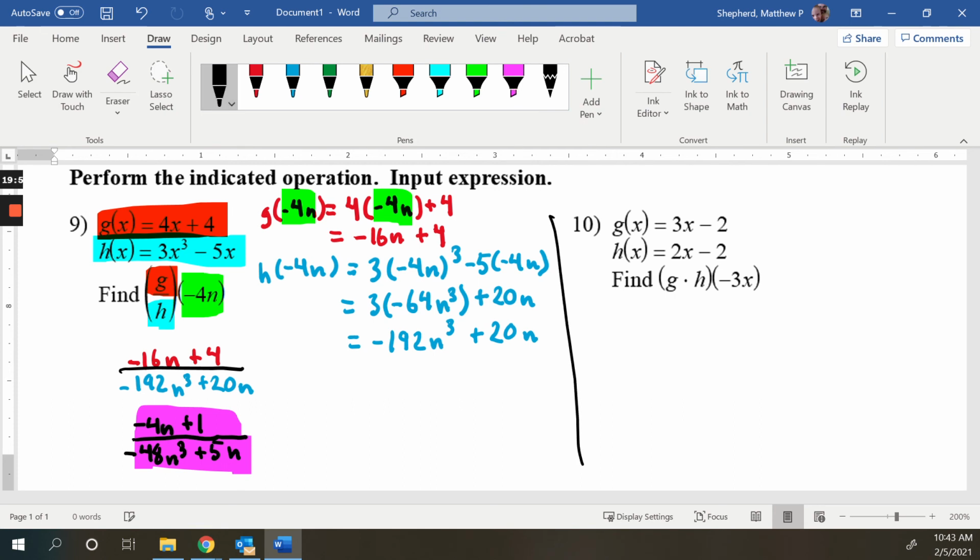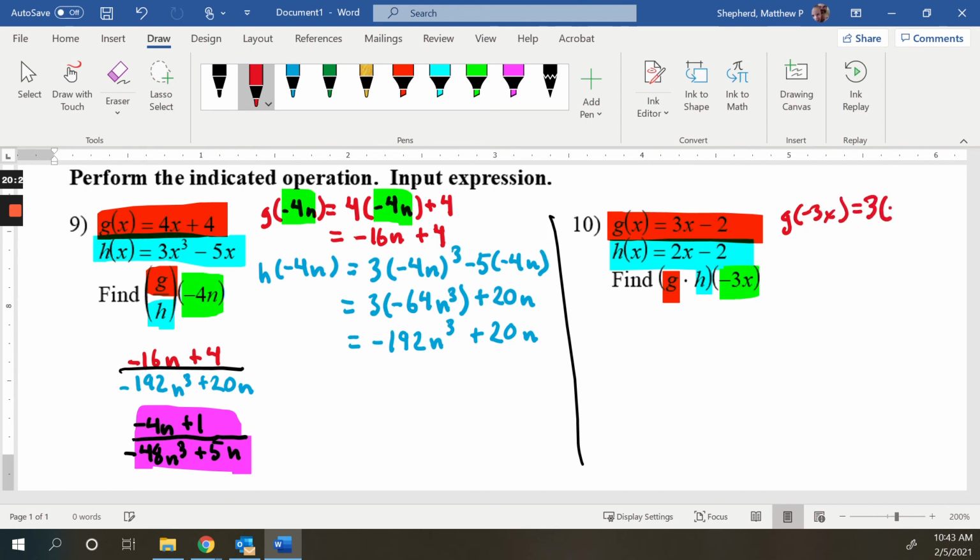All right, final problem. We now have g of x, h of x. We're going to do g times h of negative 3x. So g of negative 3x should be equal to 3 times negative 3x minus 2, and that will simplify into negative 9x minus 2.